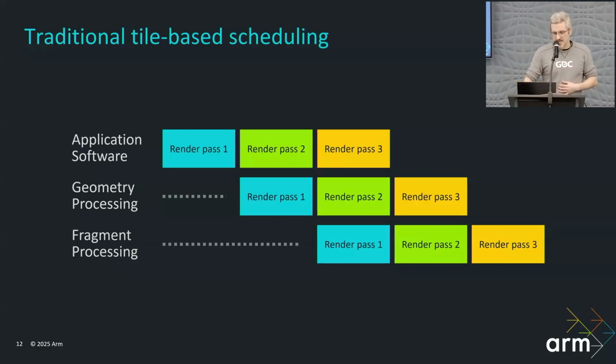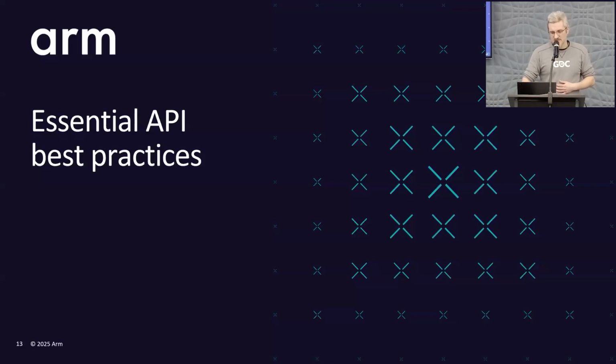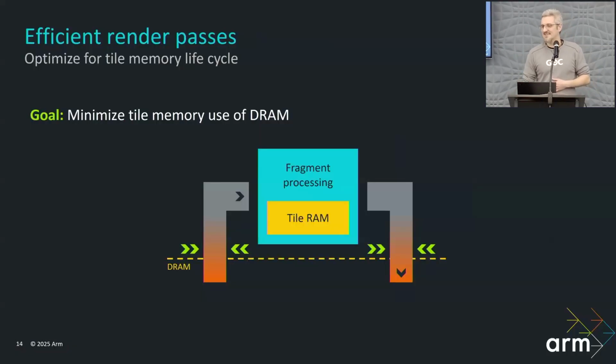So what does this mean in terms of API best practice? Yeah, render passes, right? As discussed earlier, render passes are really there for tilers. They define the lifetime of that tile memory. What do you do at the beginning of a tile? What do you do at the end of the tile? That's your Vulkan load op and your Vulkan store op. And what happens during a render pass stays inside tile memory.